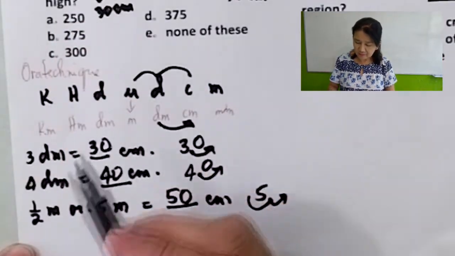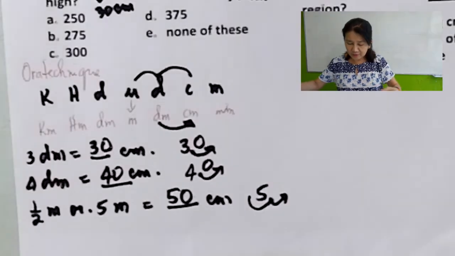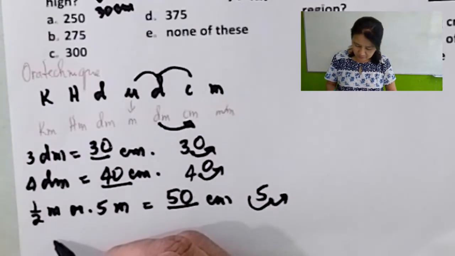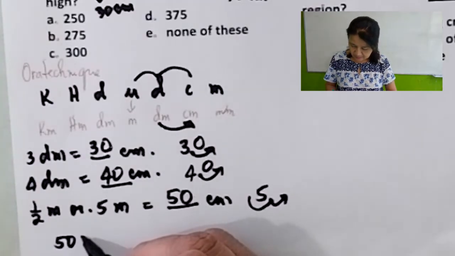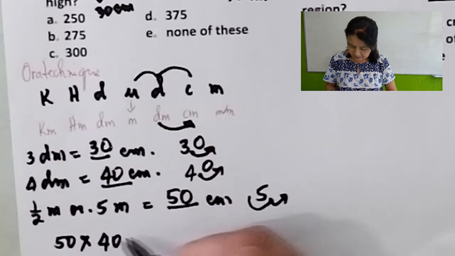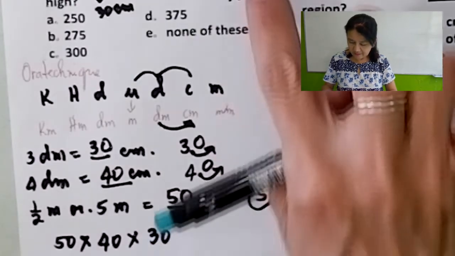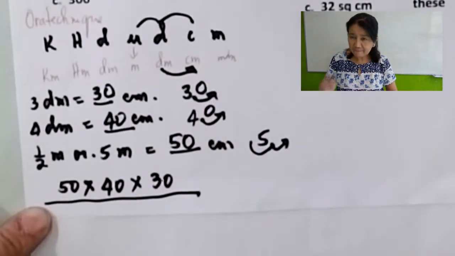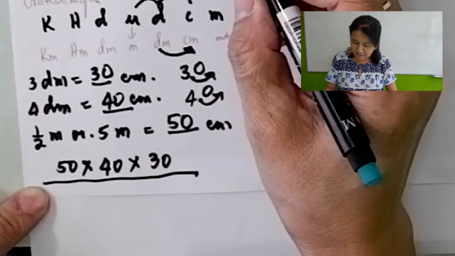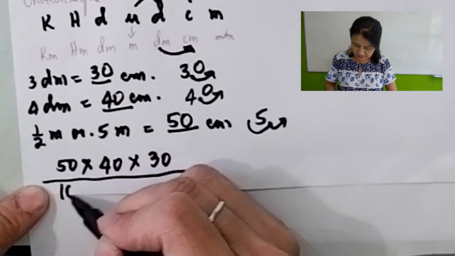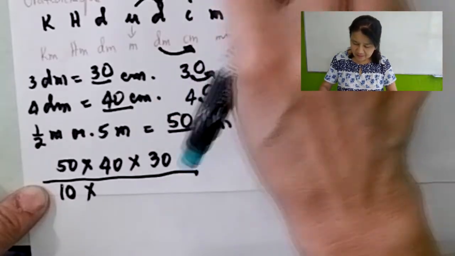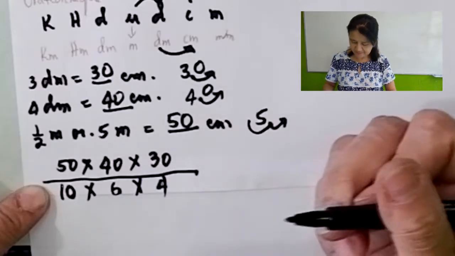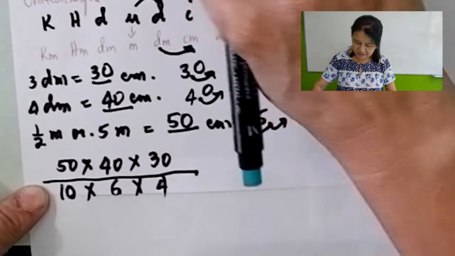Now, let's have the final computation. So, the big box where you put the chocolates will have a volume of 50 times 40 times 30, divided by the volume of one chocolate, which is 10 times 6 times 4. There. So we have here 10, 6, and 4.